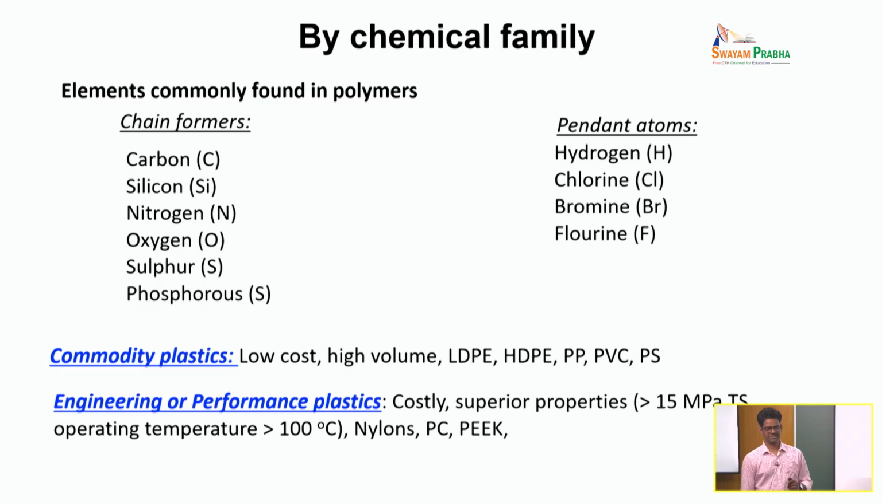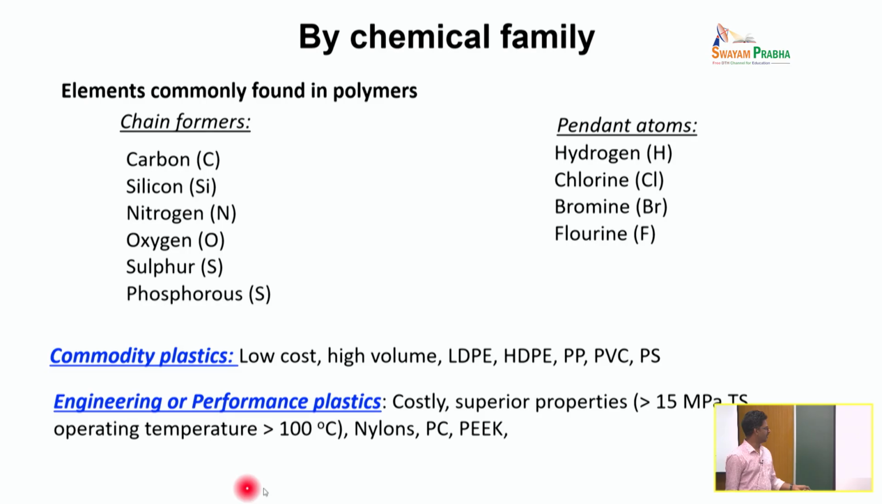These are specialty polymers which are quite costly, but they have superior properties, something very specific in terms of strength, in terms of fire resistance and so on. Examples are nylon, polycarbonate used in printed circuit boards, and PEEK, polyether ether ketone. When we say superior properties, we mean these polymers can have a minimum of 15 megapascal of tensile strength, and you can use them beyond 100 degrees Celsius. Commodity plastics will not give you this much strength and will not operate under these conditions. So that's a difference.